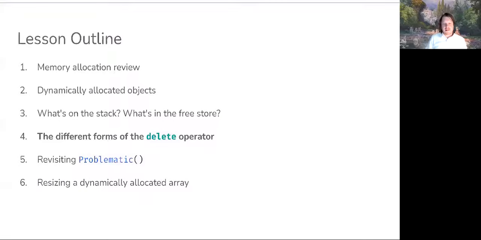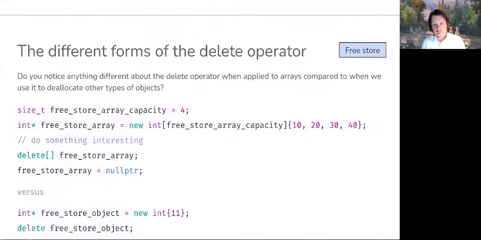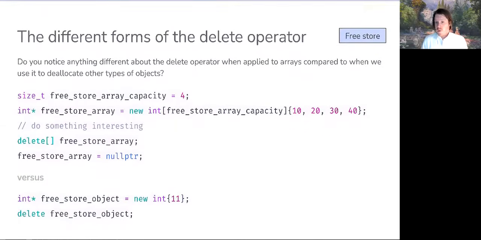Howdy and welcome back. So there's two different forms of the delete operator, which I know we pointed out earlier. I just want to go ahead and emphasize that there are two. One's going to be used with arrays, one will be used otherwise. So, the different forms of the delete operator. Do you notice anything different about the delete operator when it is applied to arrays compared to when we use it to deallocate other types of objects?